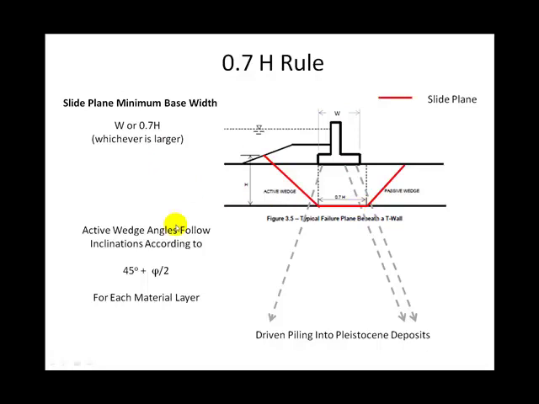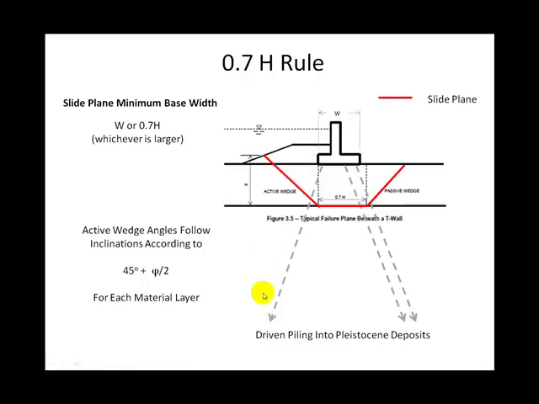slide plane. Active wedges are drawn from the location of the slide plane at the heel of the retaining wall and are drawn at an angle of 45 plus phi over 2, and the daylight elevation is identified, and then the height is determined, and 7/10 of that height is then added to the x-coordinate at the heel of the T-wall to determine the minimum x passive position, or the minimum x position for the passive wedge.